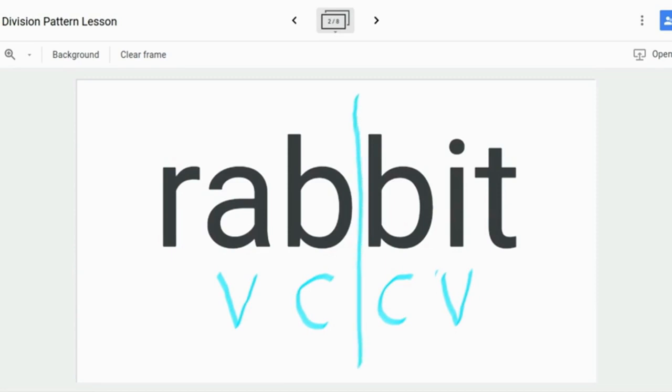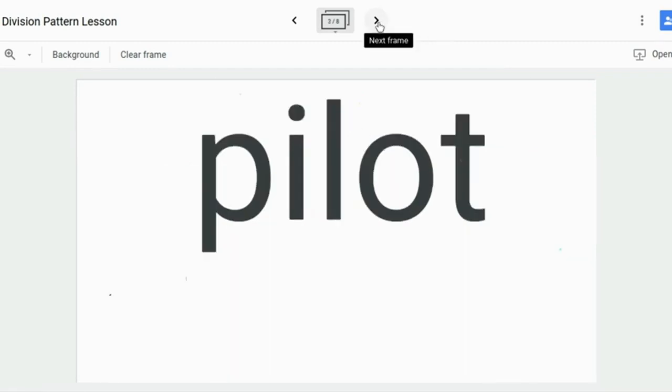And then we would say each syllable and then blend them together. So we would have rab-bit. And then we put it together, we get rabbit. Let's look at the next one.